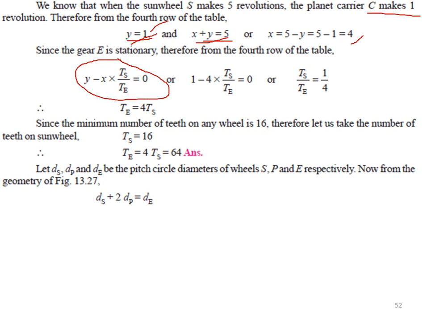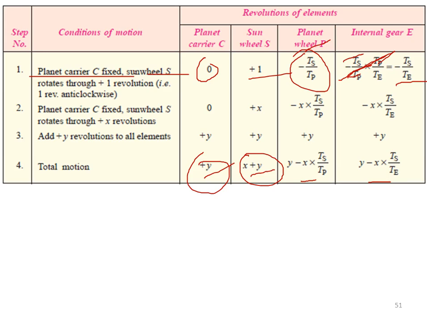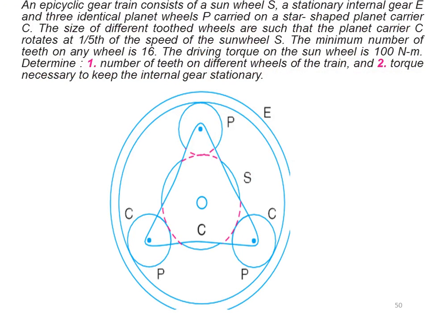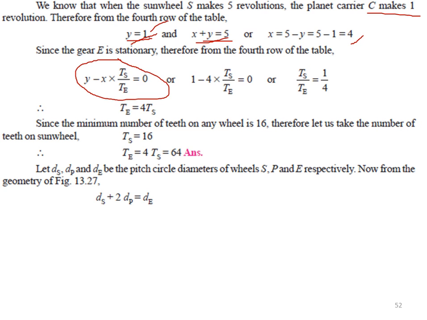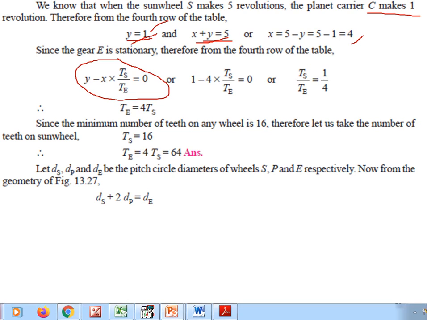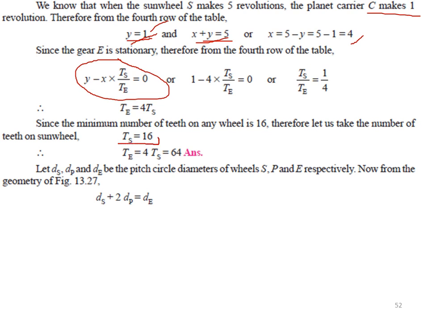And from this the ratio given here, that is the minimum number of teeth should be taken as 16. Okay. So since the minimum number of teeth on any wheel is 16, therefore we take the number of teeth on the sun wheel as 16, that is Ts equal to 16. So if you take the ratio, that is T equal to 4 times Ts, that ratio we get from this condition, and if Ts is 16, you get T as 64.